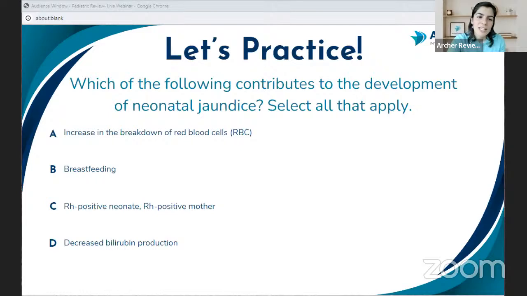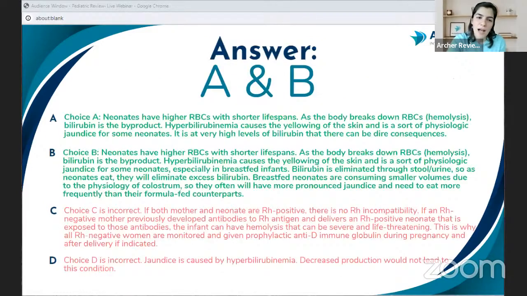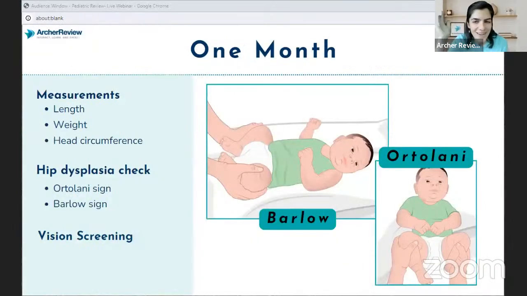And then that Rh positive neonate and Rh positive mother, there is no Rh incompatibility, so there's no hemolysis there, so it does not contribute to jaundice. And then D is also incorrect because jaundice is hyperbilirubinemia, right? That's a hard word to say. Not a decreased production of bilirubin. So awesome job, you guys. See, I knew you'd know it.